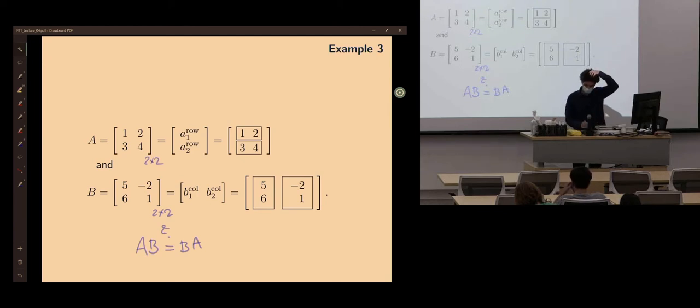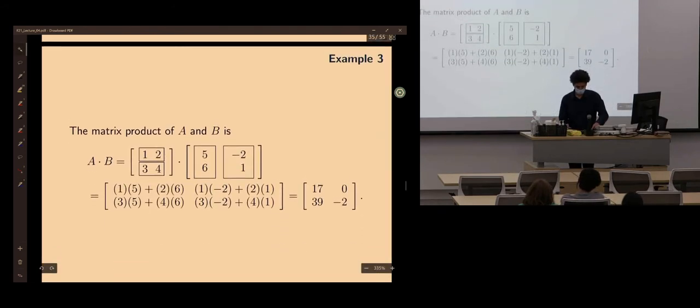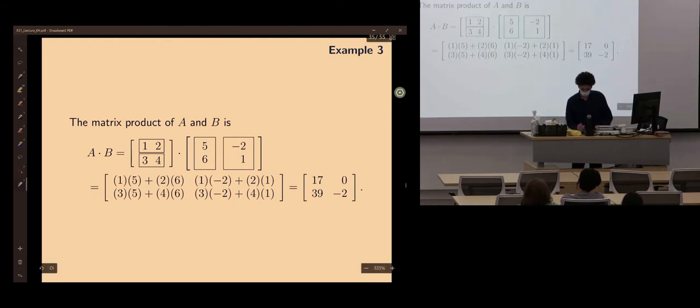A times B. Partition A, the first one, in 2 rows. Partition B, the second one, in 2 columns. Now, when we write it in the partitioned form, I'm going to call this R1, R2, C1, C2. Row 1, row 2, column 1, column 2. So what we see here actually is R1 C1, R1 C2.